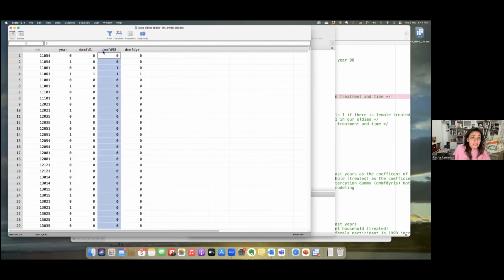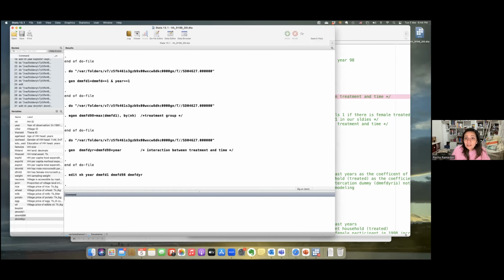Okay, so here the DMMFD98 means that in year 98, if the individual is treated or not treated, and here the interaction between both. So if the individual was not treated in year 0, it will be 0. If in year 1, the household was not treated, it will be also 0. Here for the household, for instance, 11061, in the year 1, they had male beneficiary, so the interaction between both is 1. Okay, so this is what we created, the variables of interest.